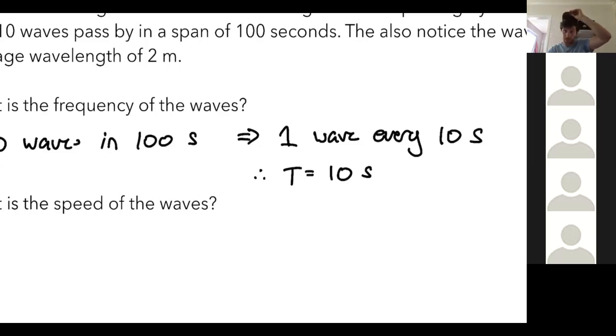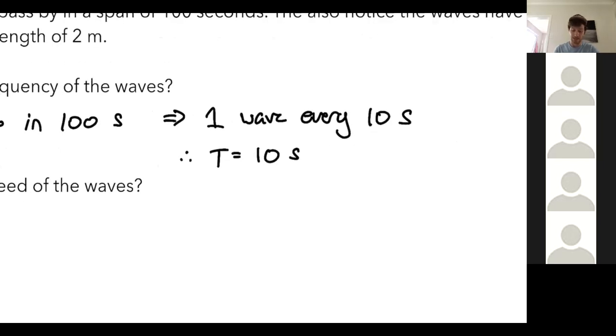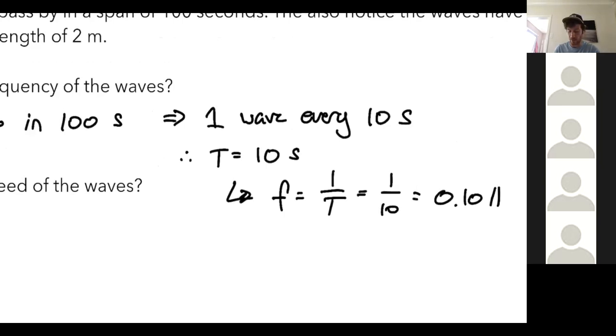And if you've ever been there, water waves are pretty slow most of the time. They just kind of saunter on. So if the period is 10 seconds, then that tells me that the frequency is 1 over the period, which is 1 over 10, which is 0.1 hertz.